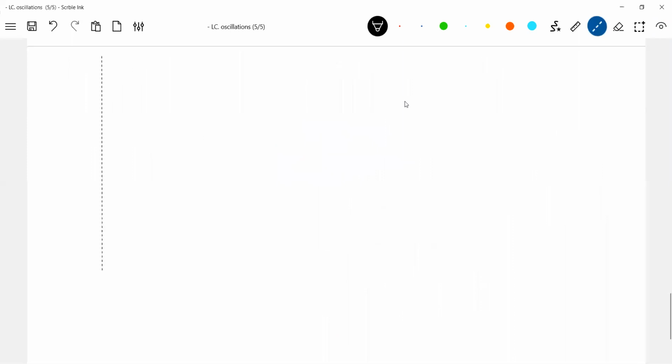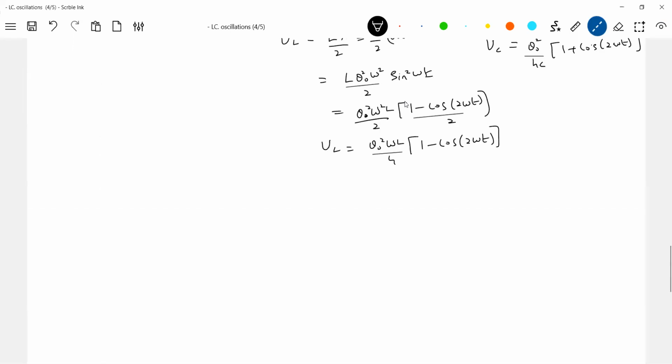Plotting graph. Sir, in the previous step, Q naught squared omega squared, sir. Omega is missing here. Okay, no? Omega Q naught omega square. Okay, fine, yeah.